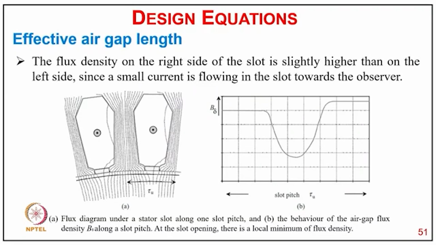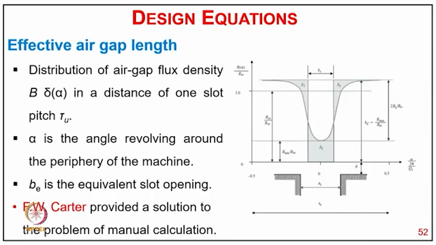Now coming to effective air gap length, the flux density on the right side of the slot is slightly higher than on the left side, since the slot current is flowing towards the observer. You can see how the flux concentration appears in the left side diagram. You can see the behavior of the air gap flux density, which has a local dip at the slot opening.